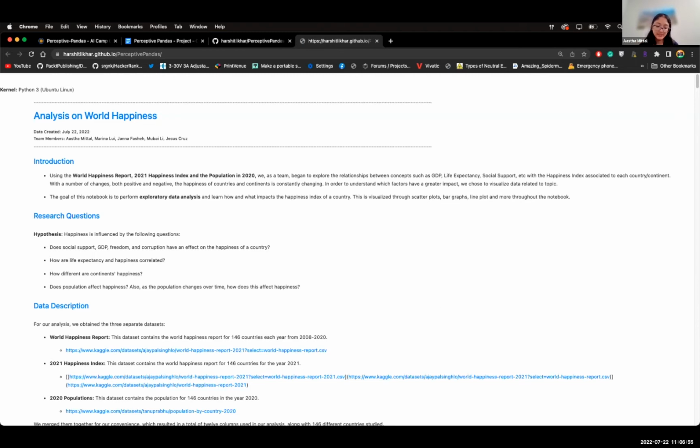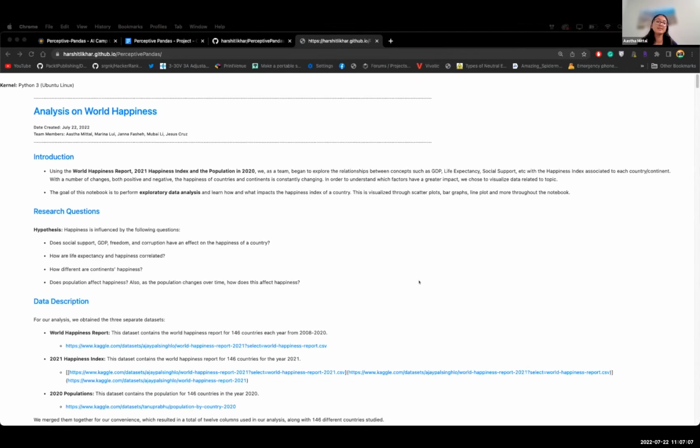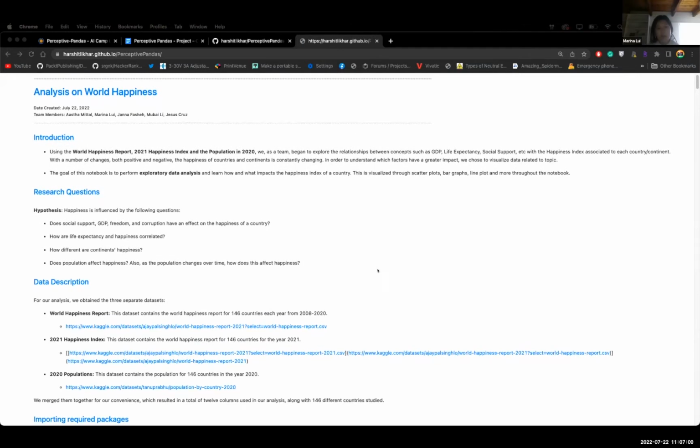With a number of changes, both positive and negative, the happiness of countries and continents is constantly changing. In order to understand which factors have a greater impact, we chose to visualize data related to this topic. Our hypothesis was that these factors would influence happiness, such as social support, GDP, freedom, corruption, and more.